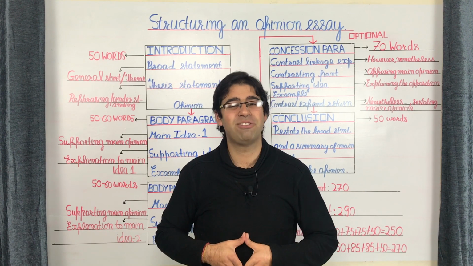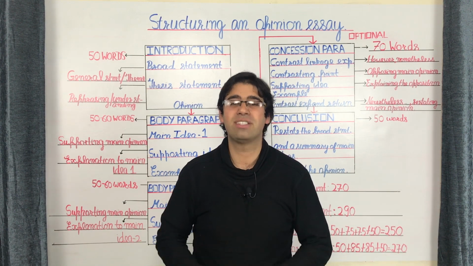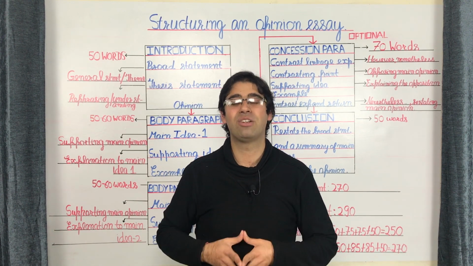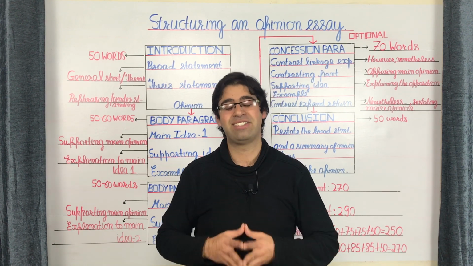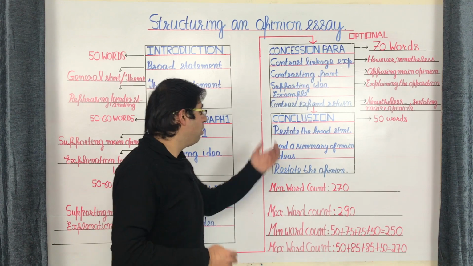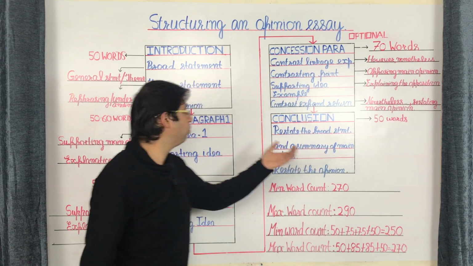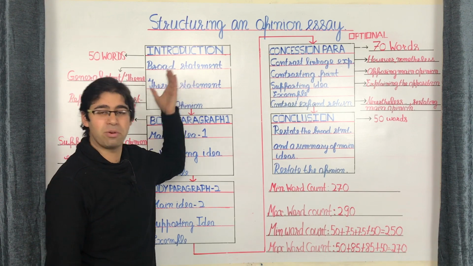So the conclusion is the final taste that you leave behind in the reader's mind. Hence, it's very important that you make it crisp and inclusive of all the main details as discussed in the essay. Let's have a look at the structure of the conclusion. So you're going to begin your conclusion with a restatement of the broad statement, which is the first line that you began your essay with.